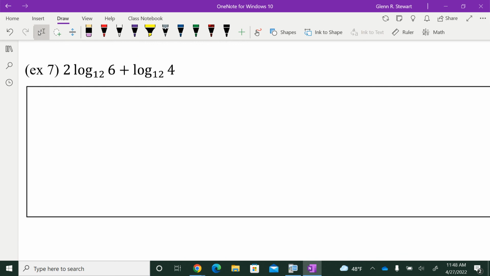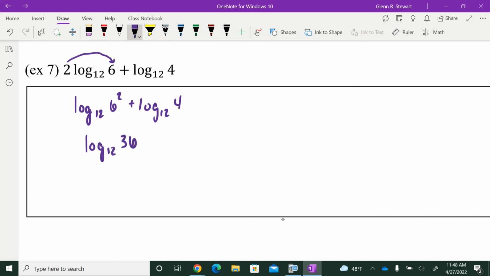All right, example number 7. I want to try and condense these into one. So what I'm going to end up doing is pulling this back to make it an exponent. It's log base 12 of 6 squared plus the log base 12 of 4. Now the 6 squared, that's really 36. And because this is addition, I'm multiplying. So it's 36 times 4, which gives me log base 12 of 144.